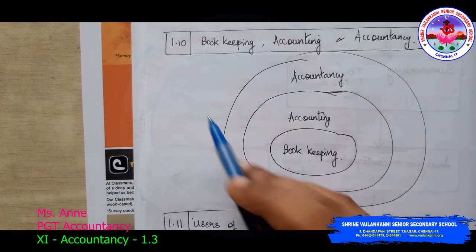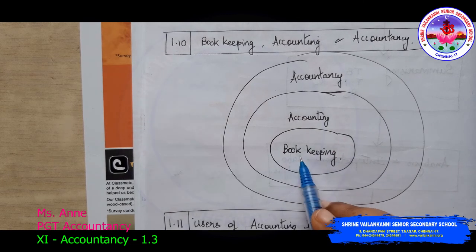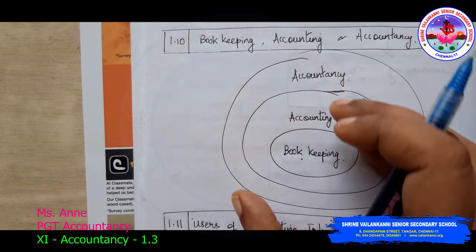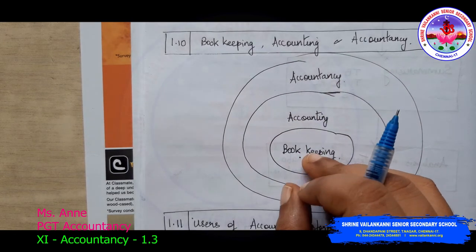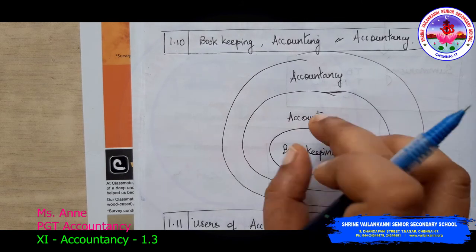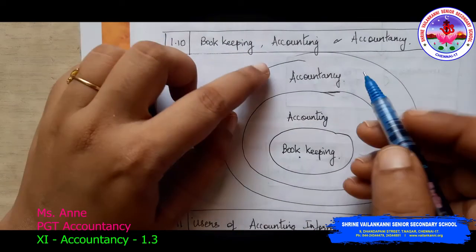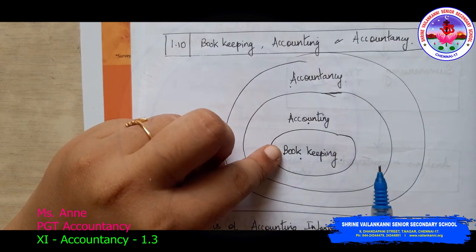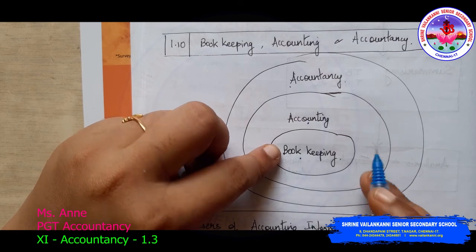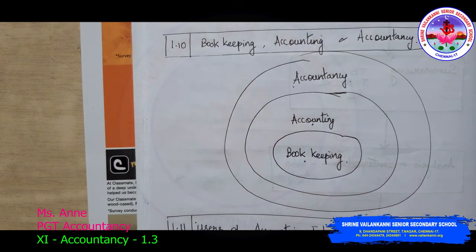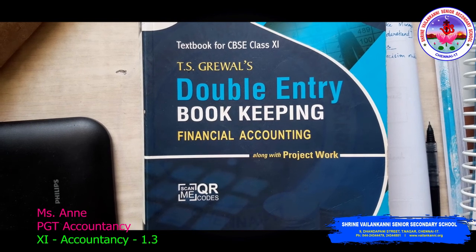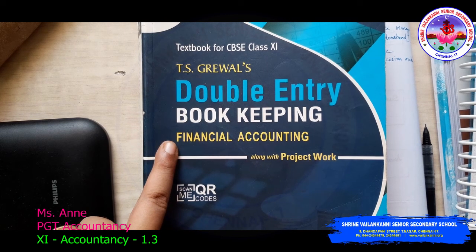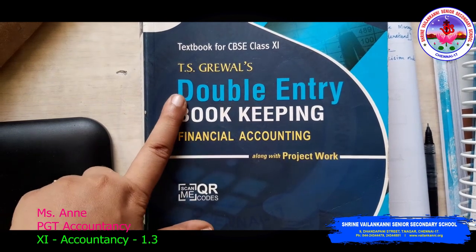Now can you see this diagram? It's like a spiral, no? So bookkeeping is in the center, accounting is a little broader than bookkeeping, and accountancy is even broader than accounting. So we can say that within accountancy there is accounting, within accounting there is bookkeeping. Now, what is bookkeeping? I wanted to show you one thing. Can you see this textbook? What is written? Double entry bookkeeping, financial accounting.